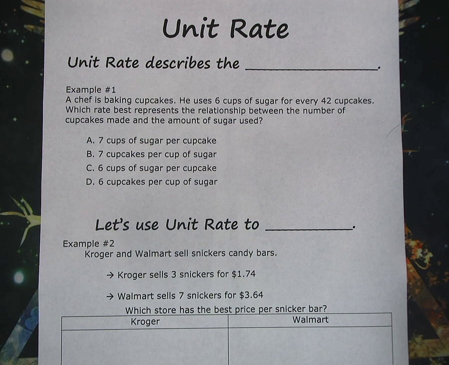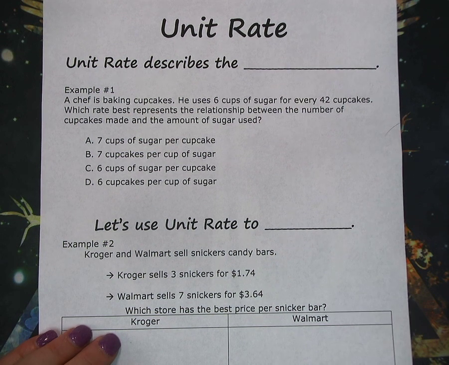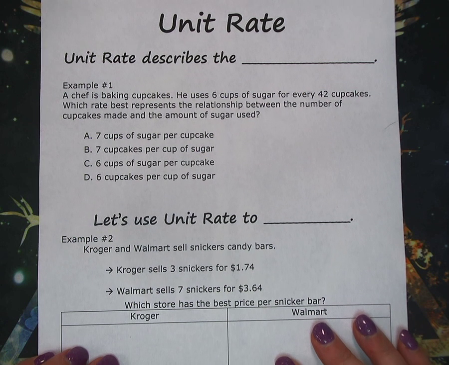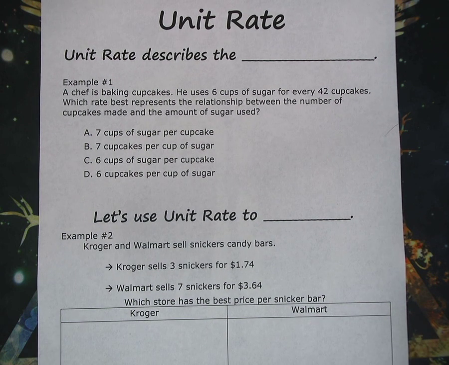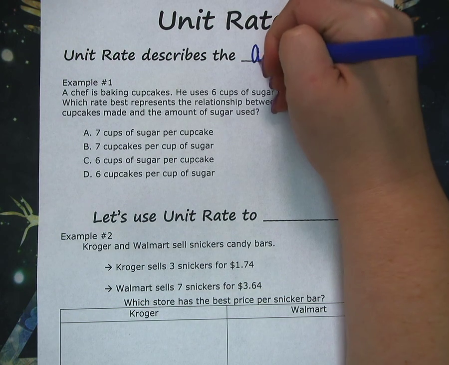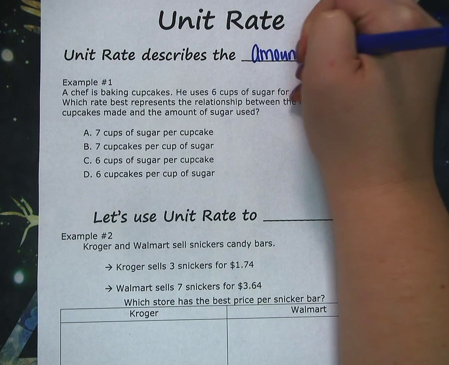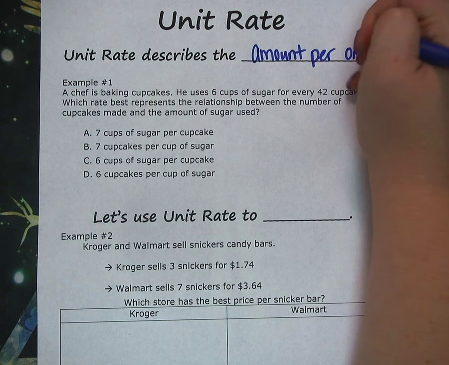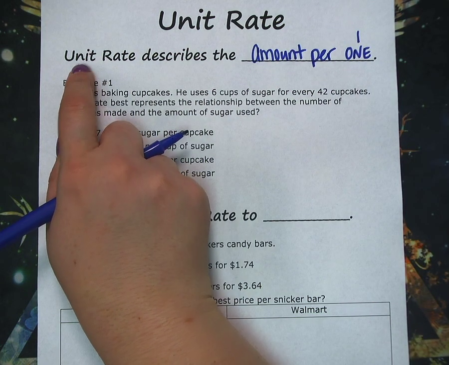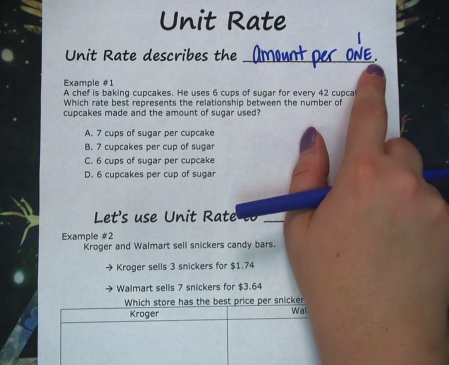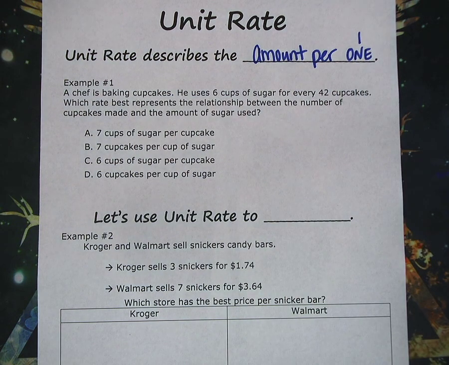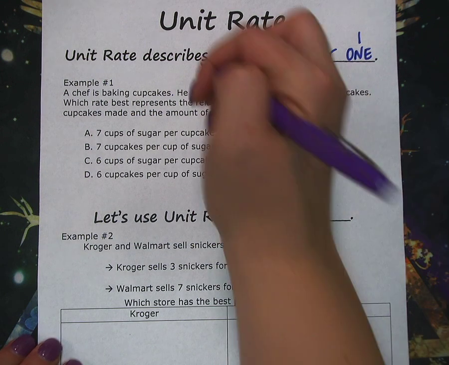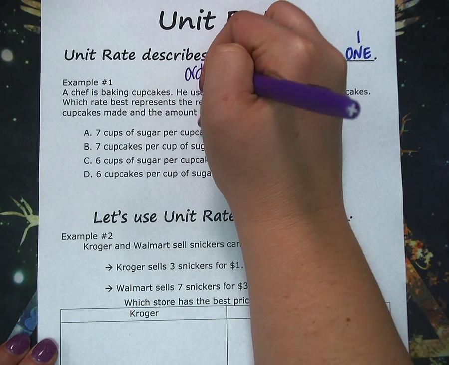All right, guys, so today we're going to talk about unit rate. Unit rate is the topic of the day. So unit rate describes the amount for just one thing, the amount per one, okay? So when I say I want to know the cost of one unit, I'm talking about one single item, one, okay? Amount per one.